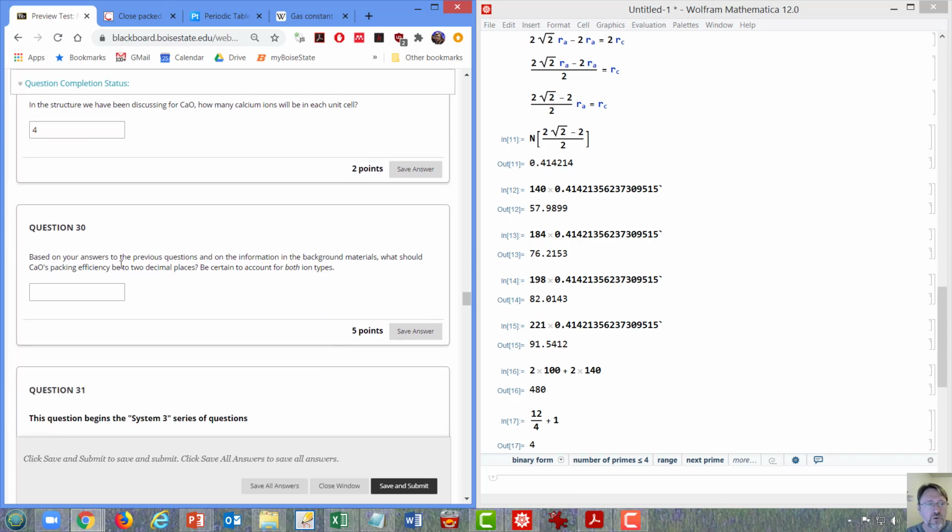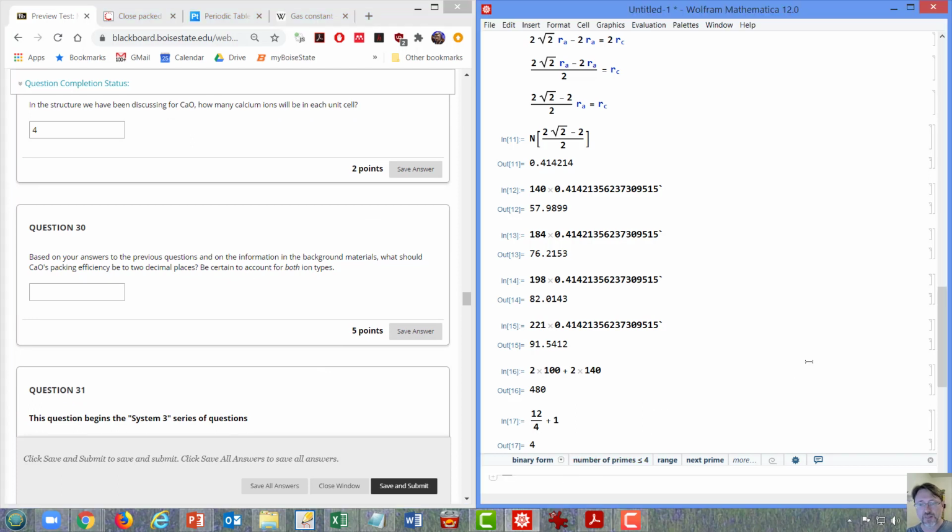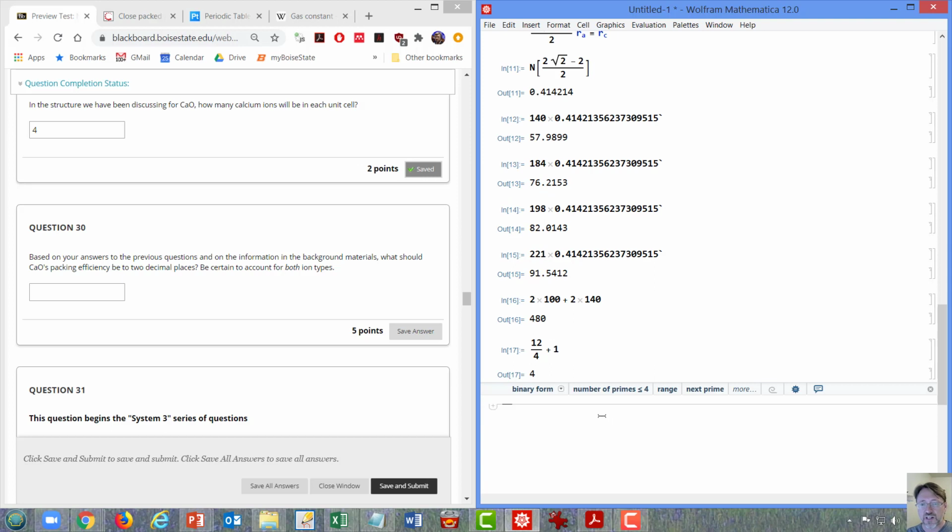Now, what should be the packing efficiency, being certain to account for both ion types? All right, so the unit cell edge we have right here. There's a reason I gave these earlier questions, because they feed into doing this calculation. So 480 picometers, and we need to cube that to be the volume of the unit cell. It's going to equal that, in cubic picometers.